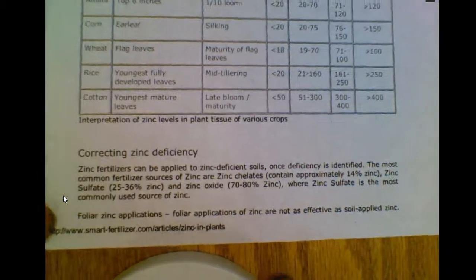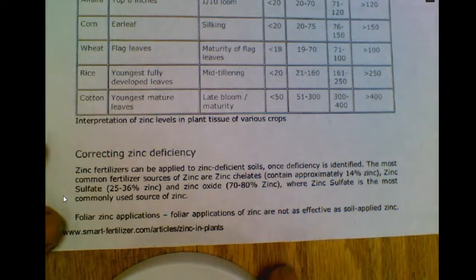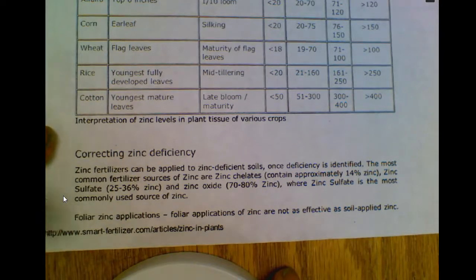So zinc fertilizers can be applied to zinc deficient soils once it's been identified. Usually you're going to be using a zinc chelate, which is approximately 14% zinc. Zinc sulfate is 36% zinc. Zinc oxide, 70-80% zinc. But zinc sulfate is the most commonly used source of zinc. And again, be careful not to cause toxicity. So usually foliar zinc applications are not as effective as soil applied because of the way it's taken up.